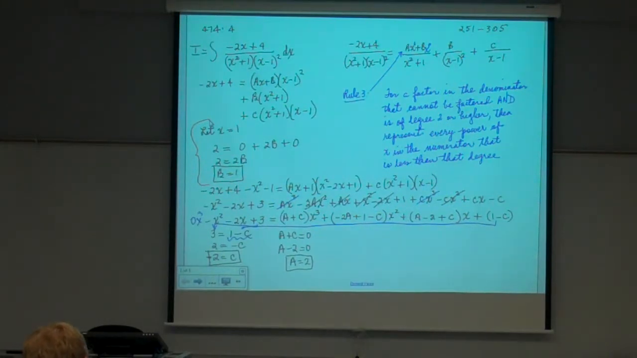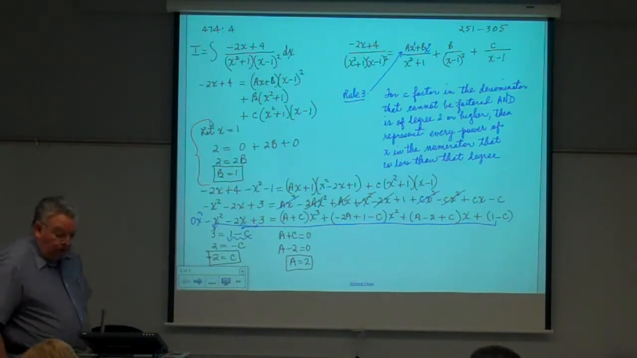If you don't believe how ugly that one could have gotten, look at the way the book did it. When you get home, take a look at that example in the book. And that's ugly. Any questions? Okay.